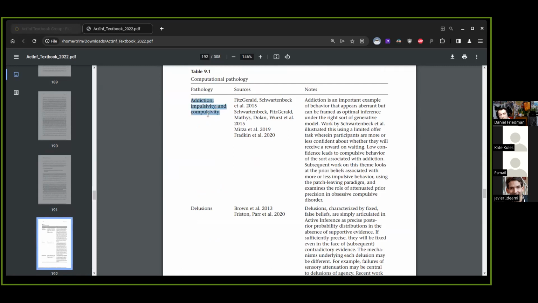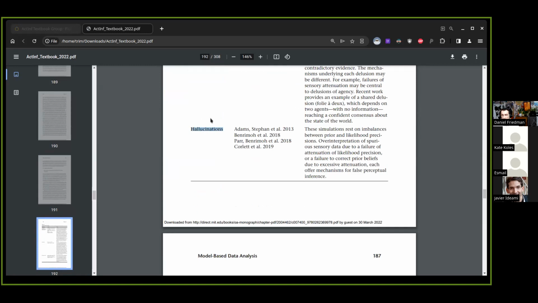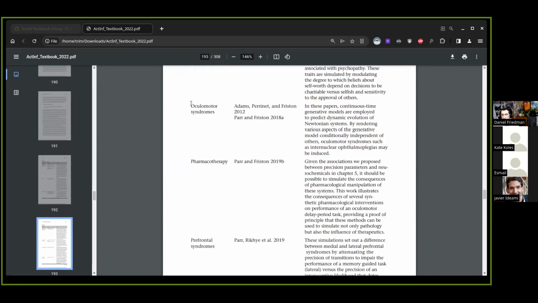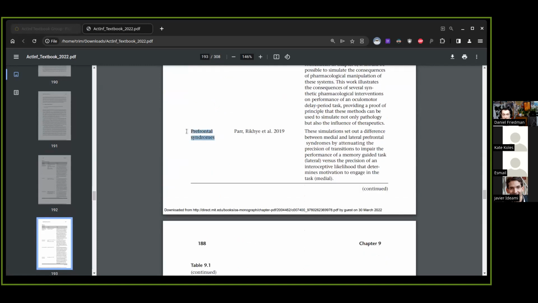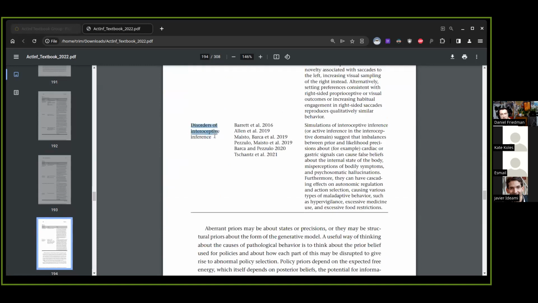addiction, impulsivity, compulsivity, delusions, hallucination, interpersonal and personality disorders, oculomotor syndromes, pharmacotherapy, prefrontal syndromes, visual neglect, disorders of interoception.